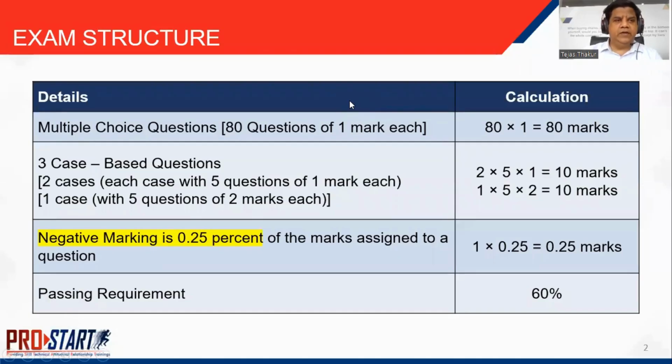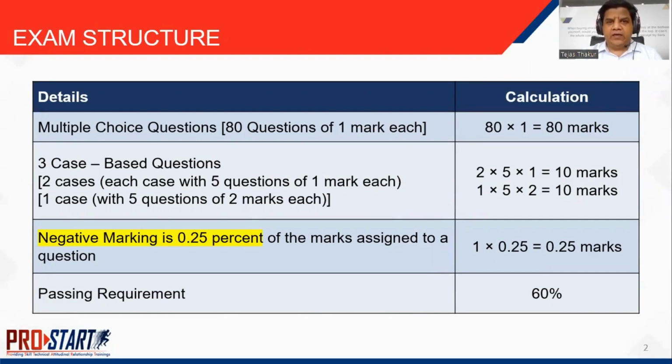So if you see the examination structure, it has 80 questions of 1 mark each. So that takes it to 80 marks. Then you have got 3 case study based questions, 2 case studies of 5 questions with 1 mark each, and 1 case study of 5 questions with 2 marks each, taking it to 20 marks. So totally 80 plus 20 would be 100 marks.